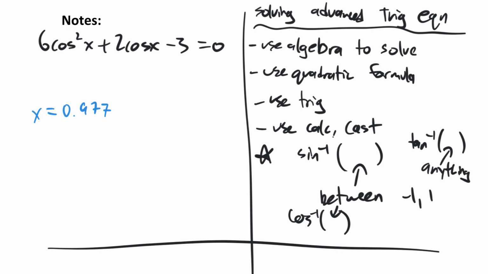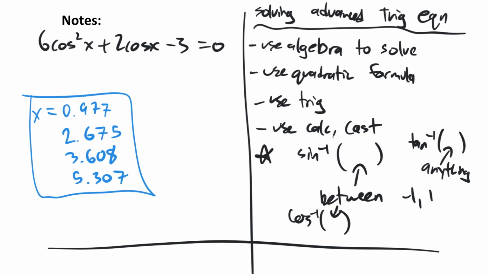0.977, 2.675, 3.608, and 5.307. And you definitely need the quadratic formula for something like this.